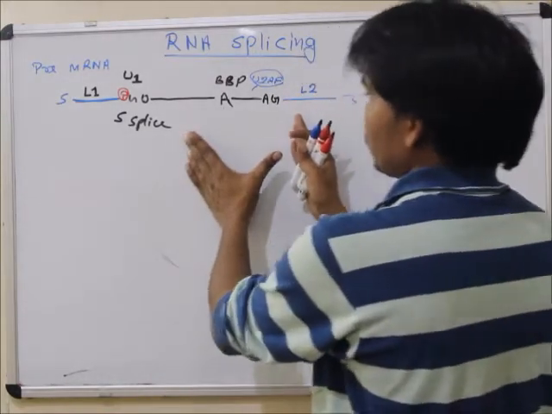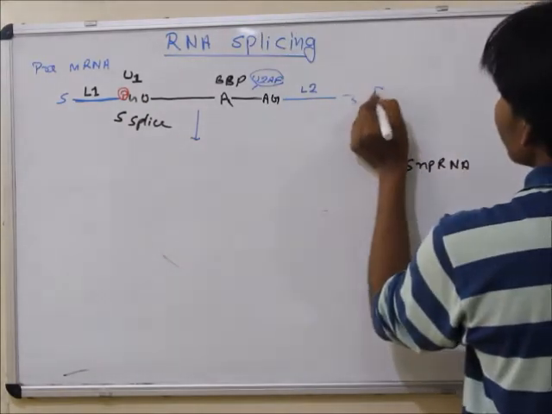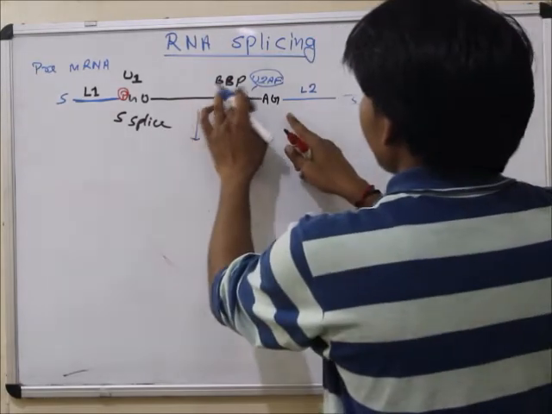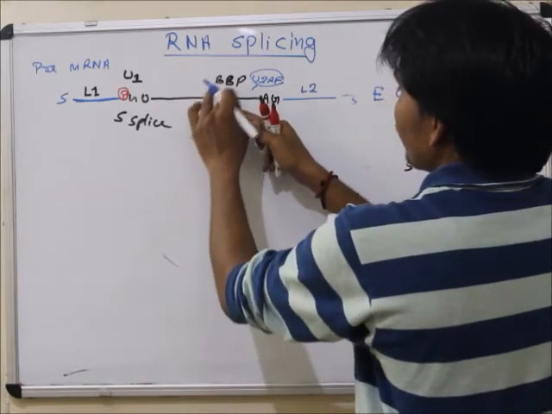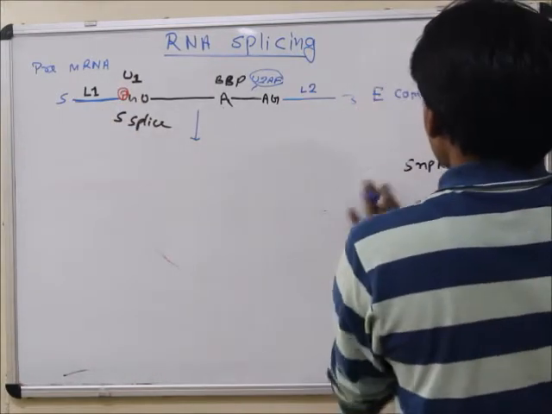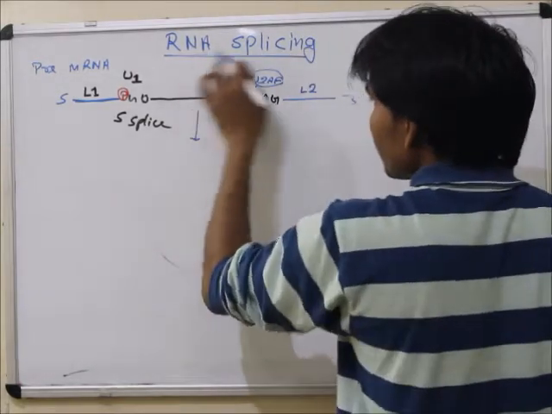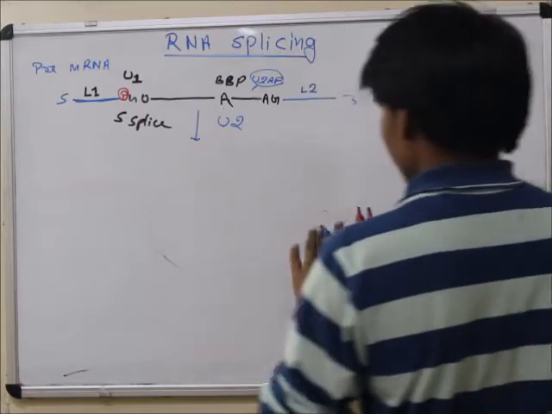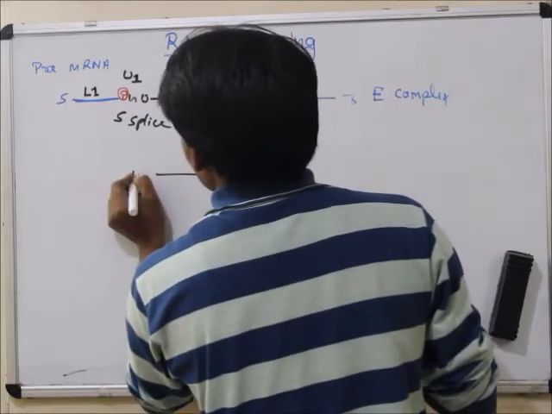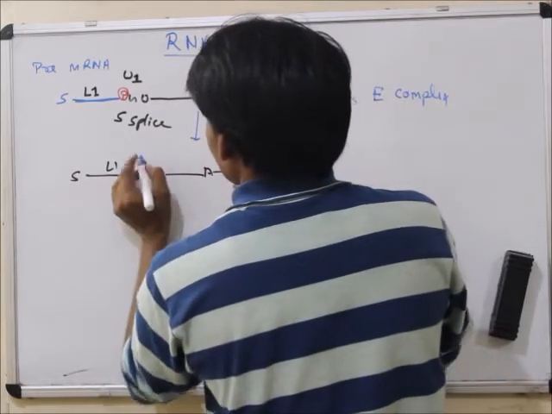So this is the U1. This is called the E complex. What is the E complex? BBP and U2AF in the intron, BBP binds at the branching point and the U1 snRNP binds, then this is called the E complex. Then U2 replaces the BBP at the branching A site. AG, A, GU, L1, 5 and this is U1.